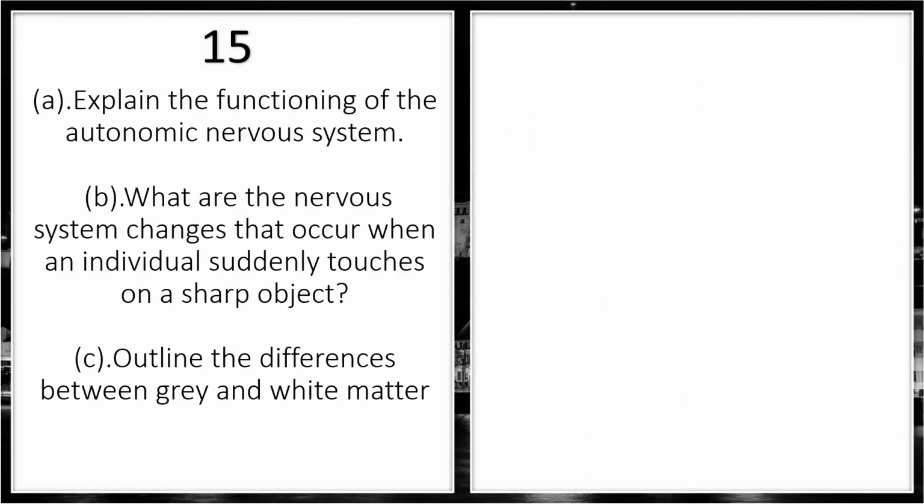Question 15. Explain the functioning of the autonomic nervous system. Part B. What are the nervous system changes that occur when an individual suddenly touches a sharp object? Part C. Outline the differences between gray matter and white matter.